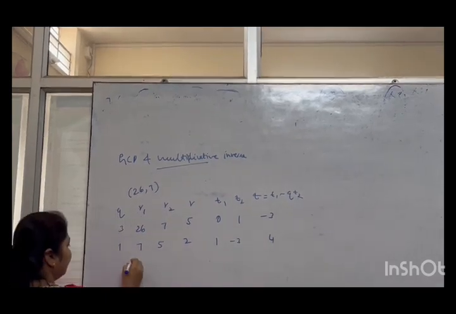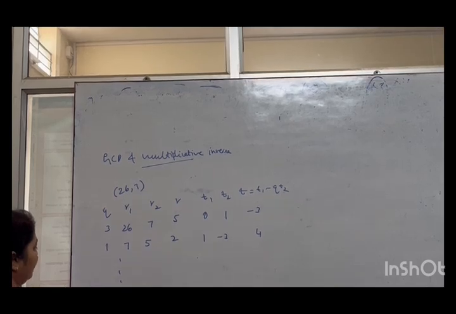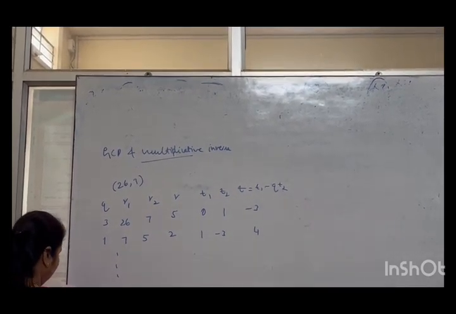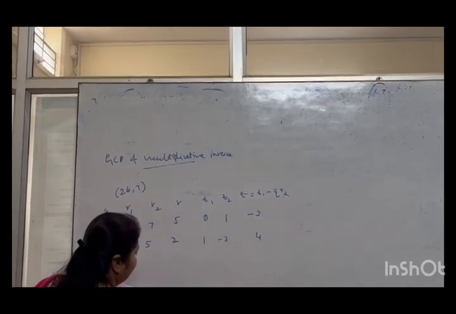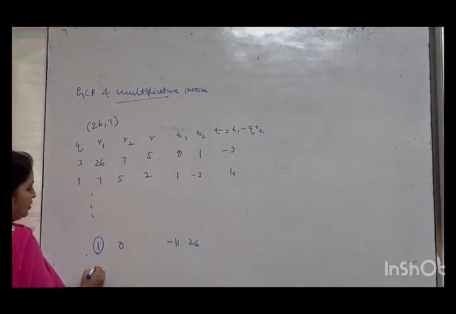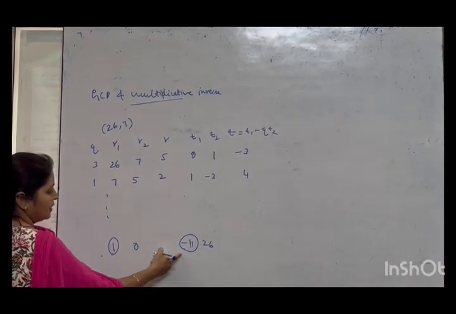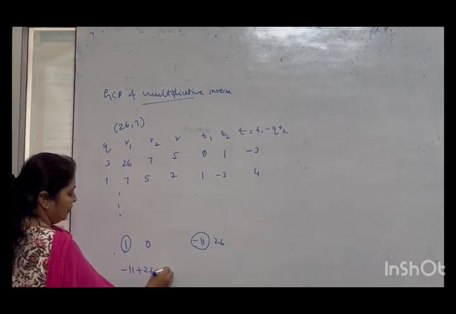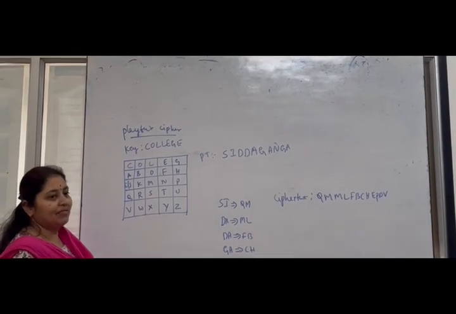Similarly you repeat the procedure until you get R1 equal to 1. At the end the last row will be 1, 0, minus 11, and 26. So we need to repeat the procedure until R1 is equal to 1. Now this will be the multiplicative inverse of 26, 7. Since it is negative, minus 11 should be added to 26, which results in 15.